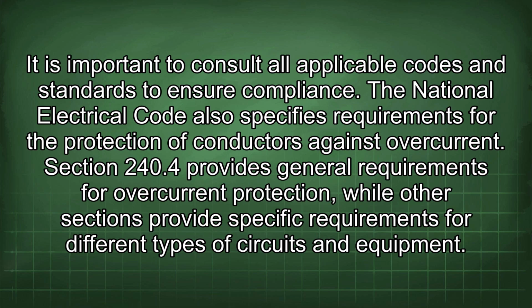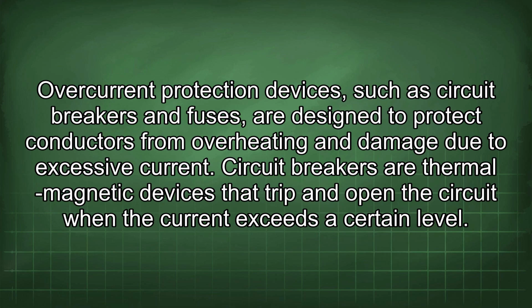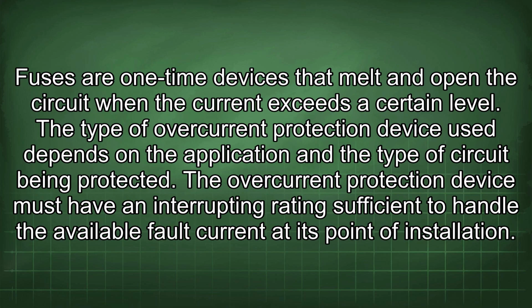The National Electrical Code also specifies requirements for the protection of conductors against overcurrent. Section 240.4 provides general requirements for overcurrent protection, while other sections provide specific requirements for different types of circuits and equipment. Overcurrent protection devices, such as circuit breakers and fuses, are designed to protect conductors from overheating and damage due to excessive current. Circuit breakers are thermomagnetic devices that trip and open the circuit when the current exceeds a certain level. Fuses are one-time devices that melt and open the circuit when the current exceeds a certain level. The type of overcurrent protection device used depends on the application and the type of circuit being protected.